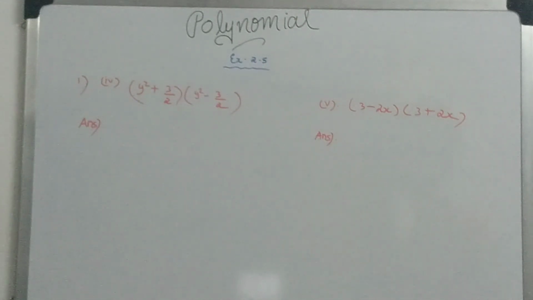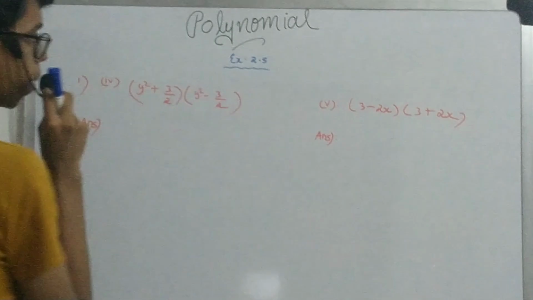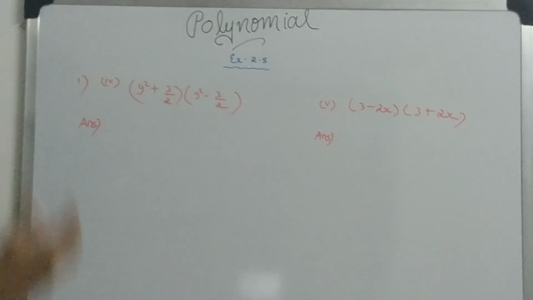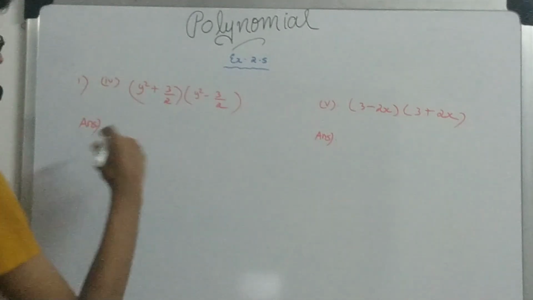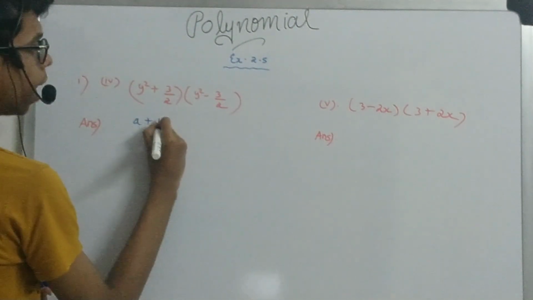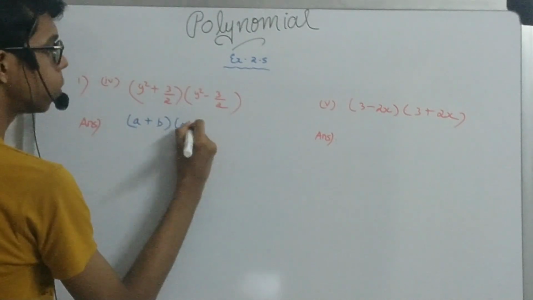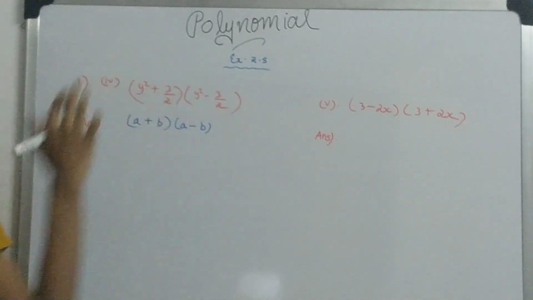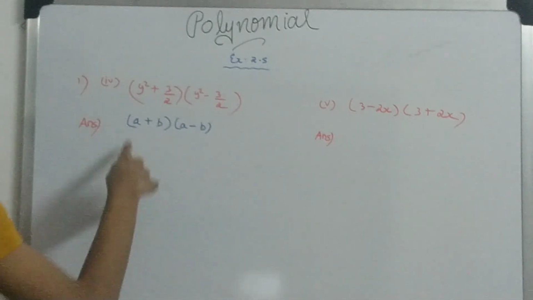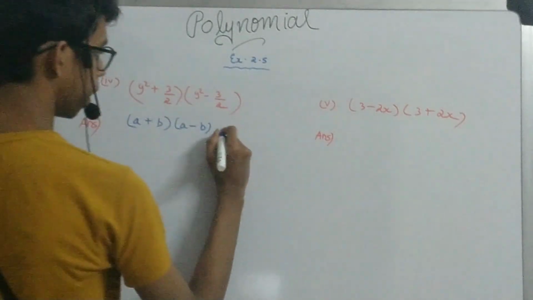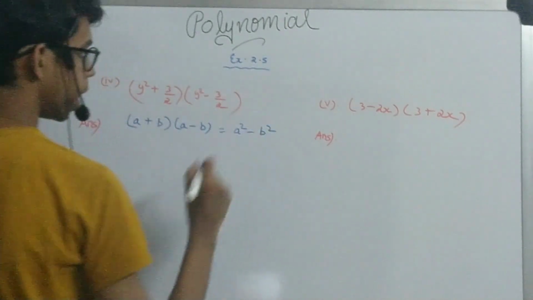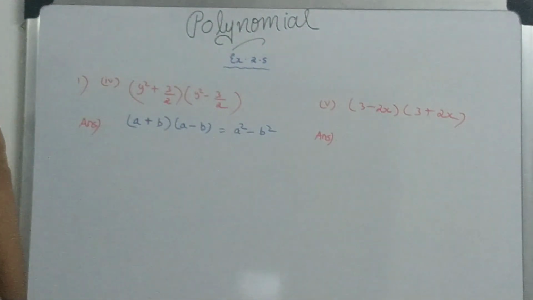The next one is y square plus 3 by 2 into y square minus 3 by 2. If you observe the question, which identity comes to your mind? Yes, the identity is a plus b into a minus b, isn't it? Here we have a plus, here we have a minus. We know a plus b into a minus b is a square minus b square.